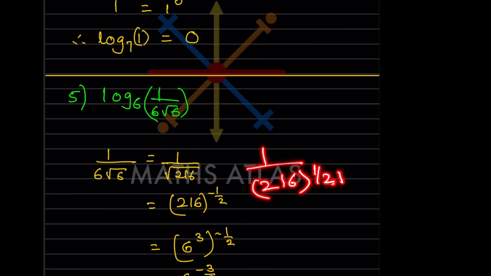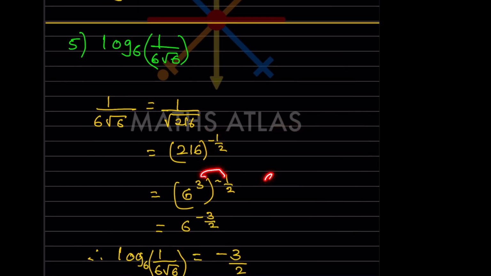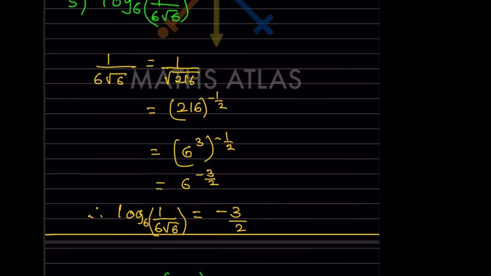And then when you flip this over, when you take this in the numerator, that is going to be 216 raised to minus 1 by 2. Hope this is clear. Now for 216, when you factorize it, we get 6 into 6 into 6. So that will be 6 raised to 3, and this is raised to minus 1 by 2. When you multiply a raised to m into n, that will be a raised to mn in exponents. So that will be 6 raised to minus 3 by 2. Therefore, log of 1 by 6 root 6 to the base 6 is minus 3 by 2.